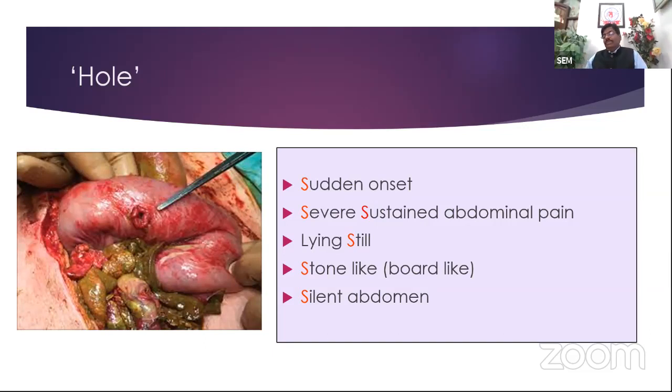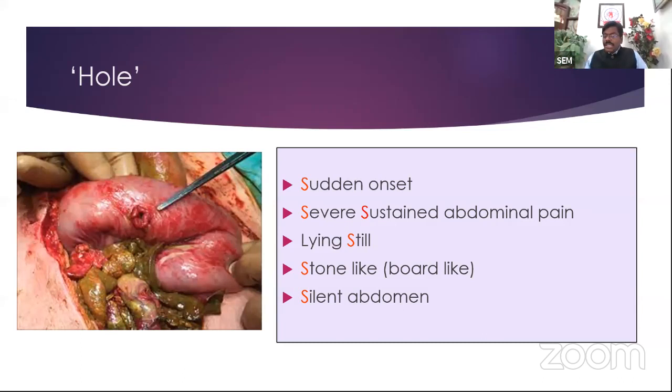You have to ask them, when you were traveling in the ambulance, how was the trip? It is a terrible travel. Every time he goes through a speed breaker, I was feeling the pain, sir. Diagnosis: peritonitis. Very simple. So the patient is lying still.